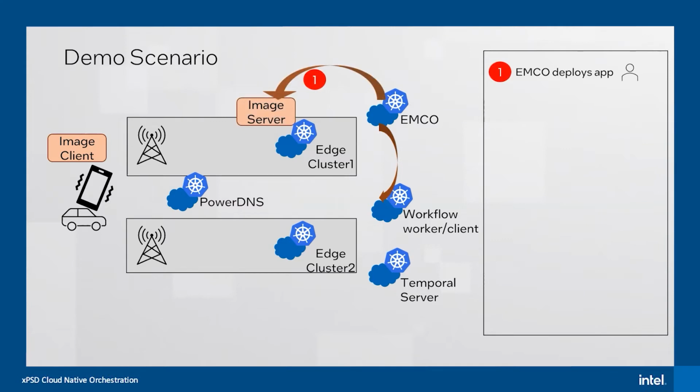In step one, MCO deploys the image server application in cluster 1. This triggers an automatic update of the DNS entry for the image server in Power DNS.